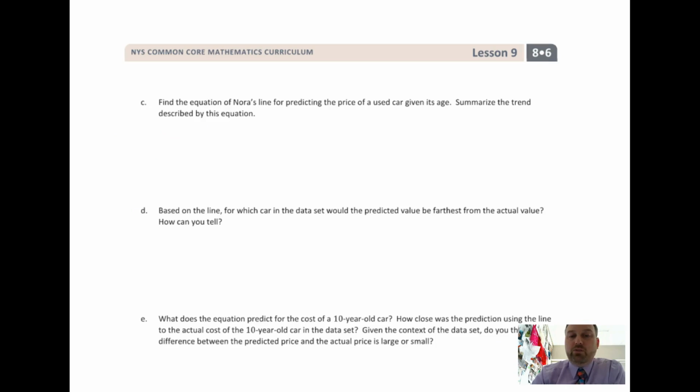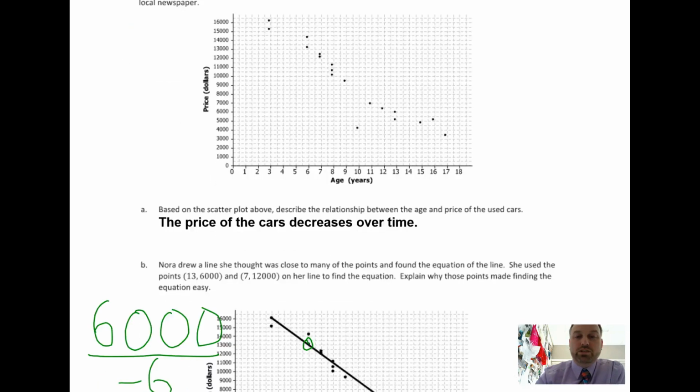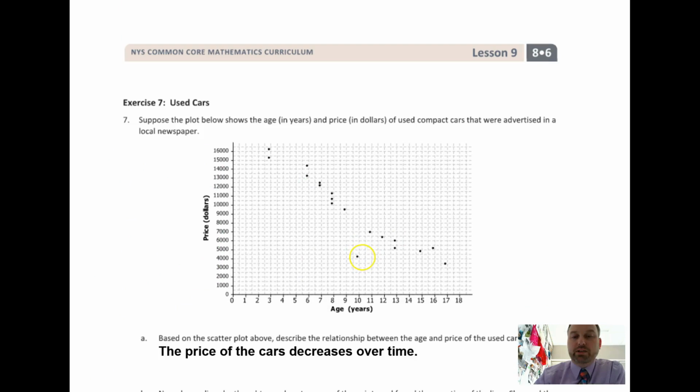This is based on the line: for which car in the data set would the predicted value be furthest from the actual value? All right, so you're just looking for the data point that's furthest away from the line of best fit, which in this case hopefully becomes pretty obvious.